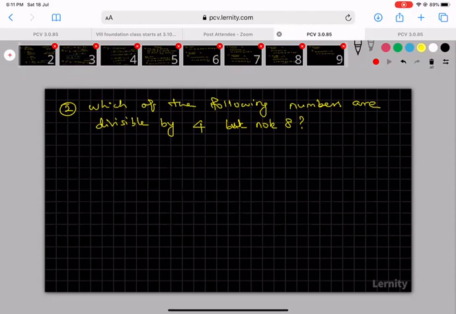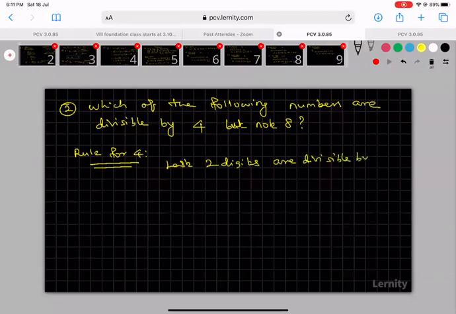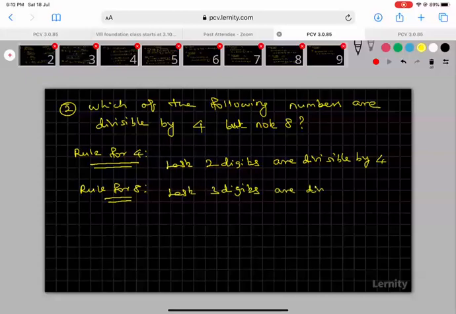Okay, first we want to know the rule for 4. So, last two digits, I will give a simple explanation. If the last two digits are divisible by 4, okay. The same thing, the rule for 8 means the last three digits are divisible by 8.